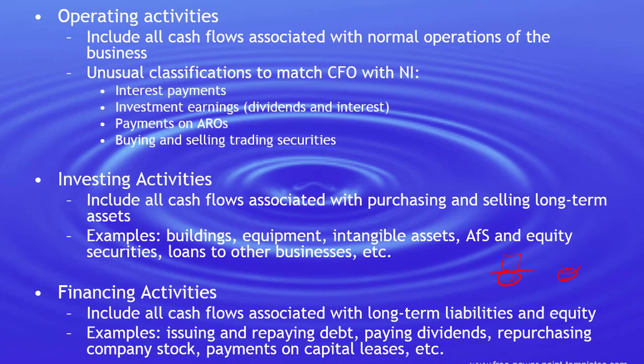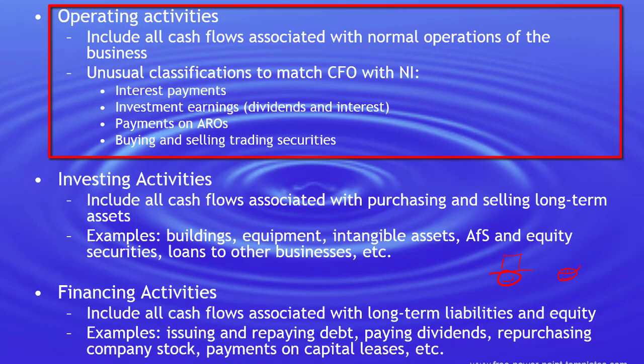FASB has carved out a few differences from the logical breakdown that we just talked about, because the ultimate goal of cash flow from operations is to be the cash equivalent of net income. So what FASB has done is they've gone through the list of transactions and cash flows, and they've said there are a few things that are technically investing or financing, but we're going to put them up in operating. So that, again, that cash flow from operations number matches up with net income.